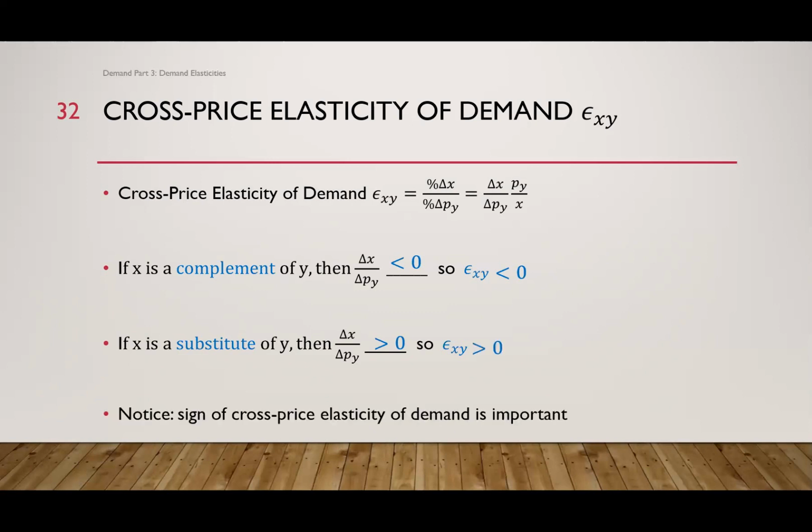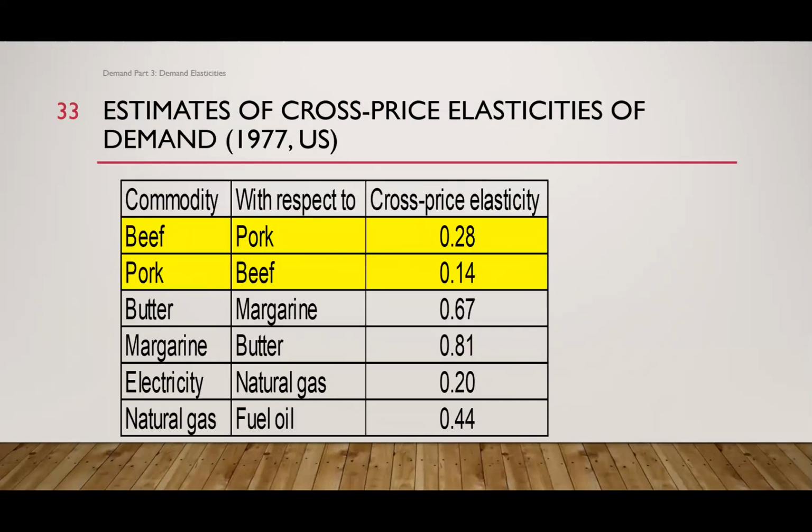So again, note that the sign of the cross price elasticity matters here. Negative for complements, positive for substitutes. And here are some examples. Right, so here from 1970, this was 1977. In yellow there, I show you two cross price elasticities of demand. Notice that those are different cross price elasticities of demand.